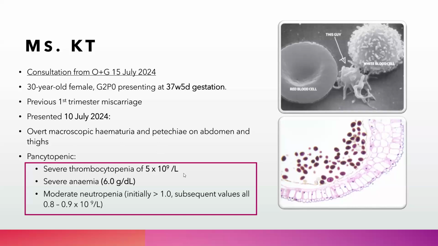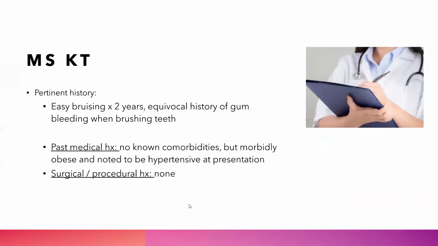Severe thrombocytopenia of 5 times 10 to the 9 per liter, severe anemia of 6 grams per deciliter, and initially something I think we possibly overlooked slightly, but she was neutropenic as well. Not really severely neutropenic up front, but her subsequent values were all below 1, so she had moderate neutropenia as well.